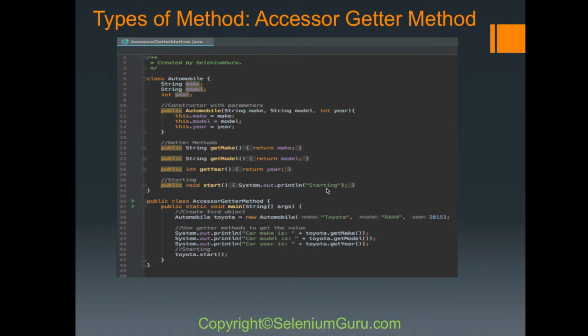I also have this instance method start. It's actually going to start, so it's a System.out starting, and you can do it in one line or in multiple lines. It's up to you. Then I've got this other class here, AccessorGetterMethod, and the main class in here.